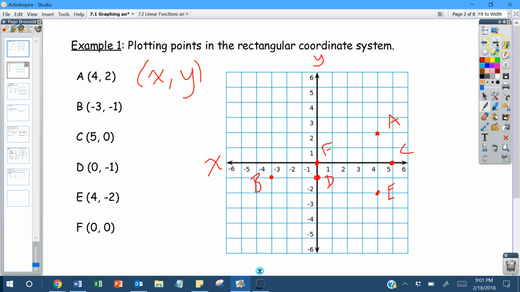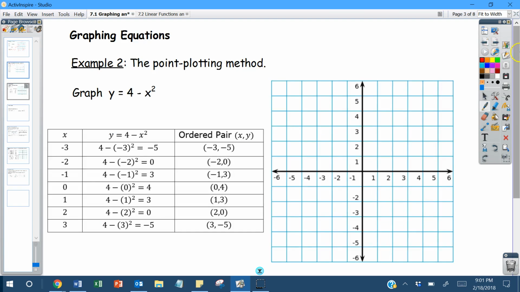So that's kind of how you go through plotting some points on the rectangular coordinate system. The reason we're doing this is so that we can eventually plot linear equations and other kinds of equations. And so here I have an example of, this is not a linear equation, it's just an equation with an x and a y. And I'm going to show you how to plot this using the point plotting method.